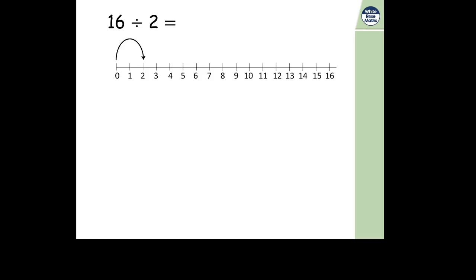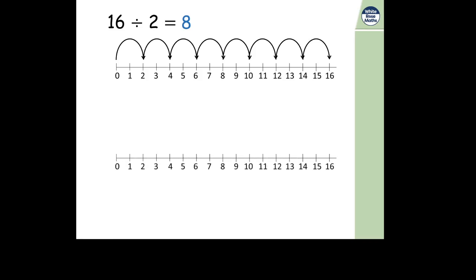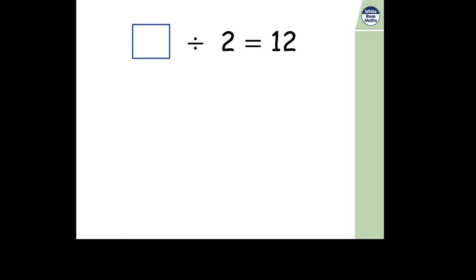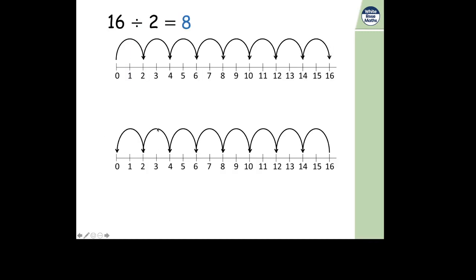So we're going to go 2, 4, 6, 8, 10, 12, 14, 16. And there are 8 jumps altogether. 1, 2, 3, 4, 5, 6, 7, 8. So that was jumping forwards. We just want to check to make sure it's the same going backwards. So when we jump in 2s, we miss a number out. So watch. Missed 15 out to 14, to 12, to 10, 8, 6, 4, 2, 0. We've still got 8 jumps. 1, 2, 3, 4, 5, 6, 7, 8.